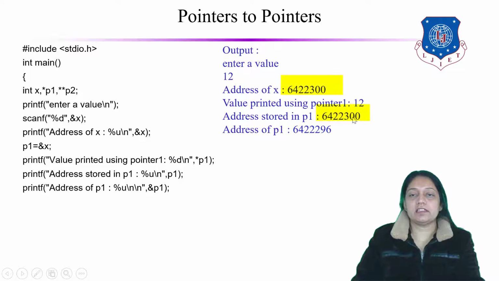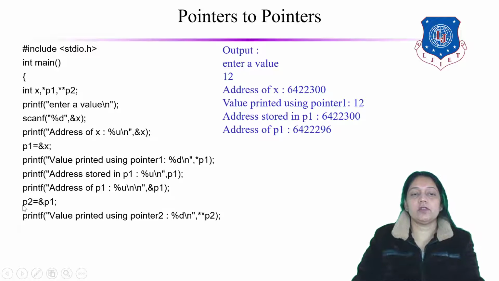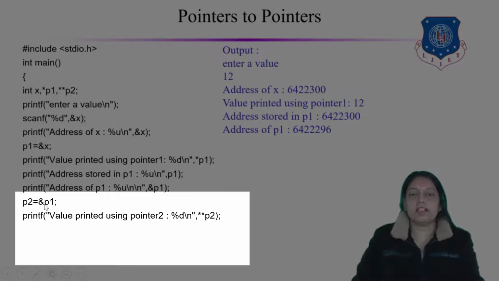Inside P1 I have this address, and inside this address I have the value of 12. So this was a normal pointer which we have seen earlier. Now I want to use the concept of double pointers. So what I'll do is I'll initialize the second pointer, that is P2. So how are you going to initialize P2?